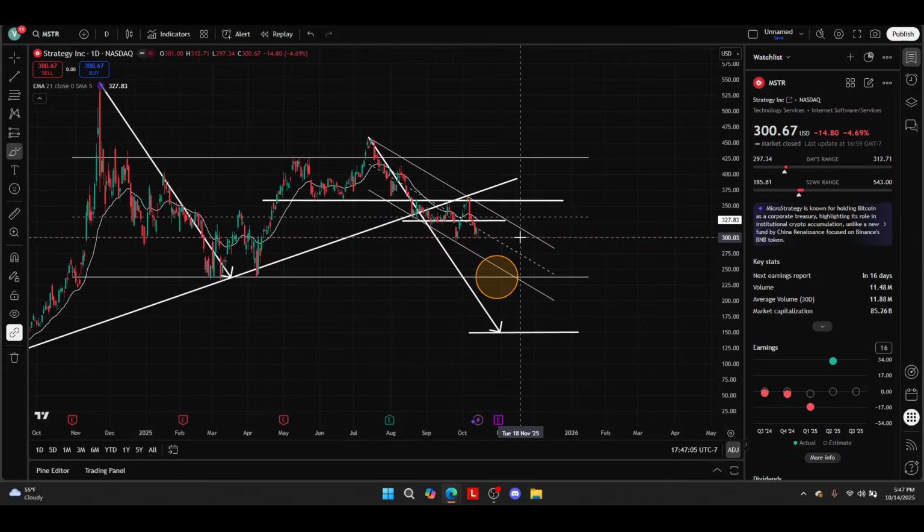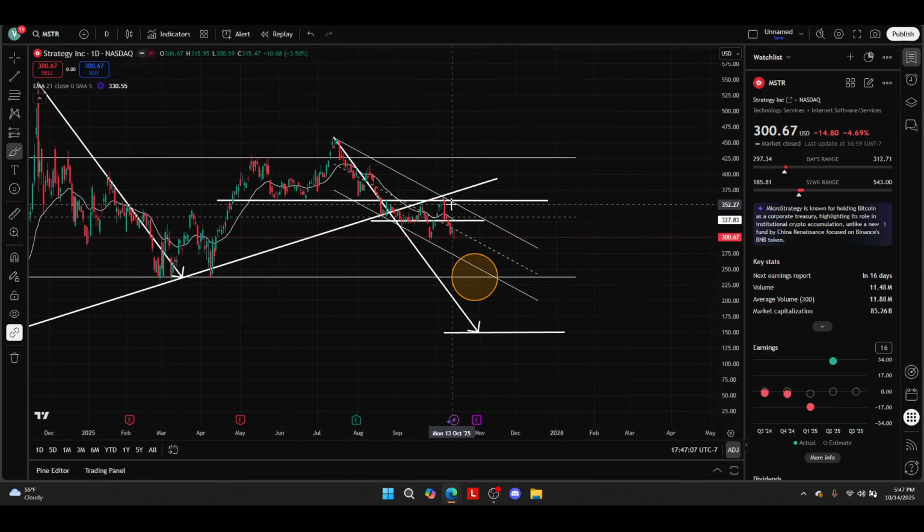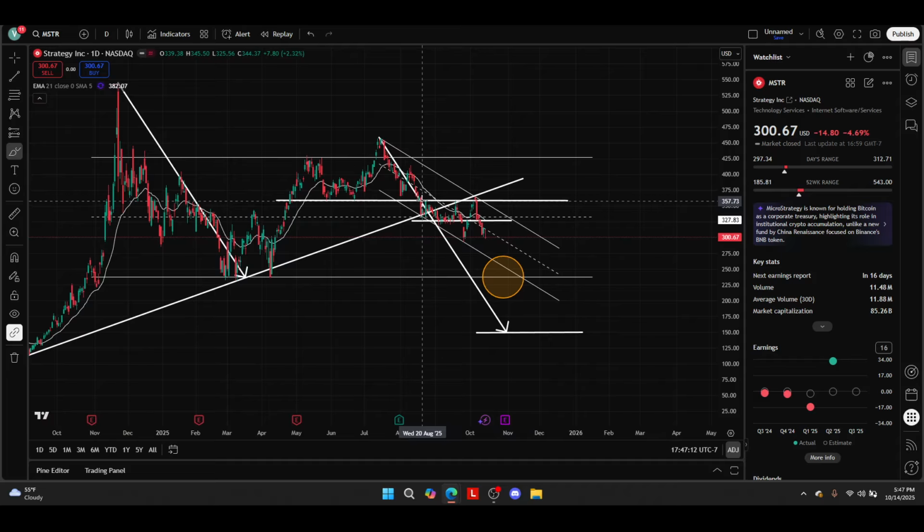But we'll see what happens. I'll give you guys an update. I personally think it's headed lower. It's taken its time, but it's still pretty bearish, basically, since it broke through that 360 level back here on August 19th. So, see what happens.